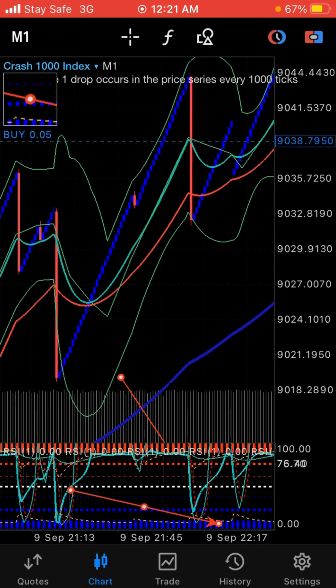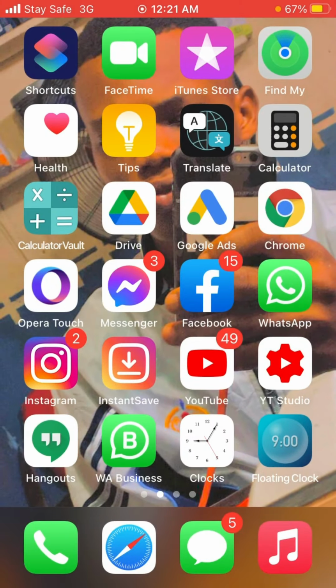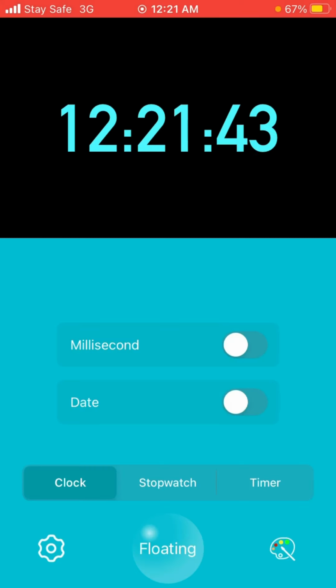Once these conditions are met, before you enter, you must download a timer. So I have to show you my timer. This is the timer I use.